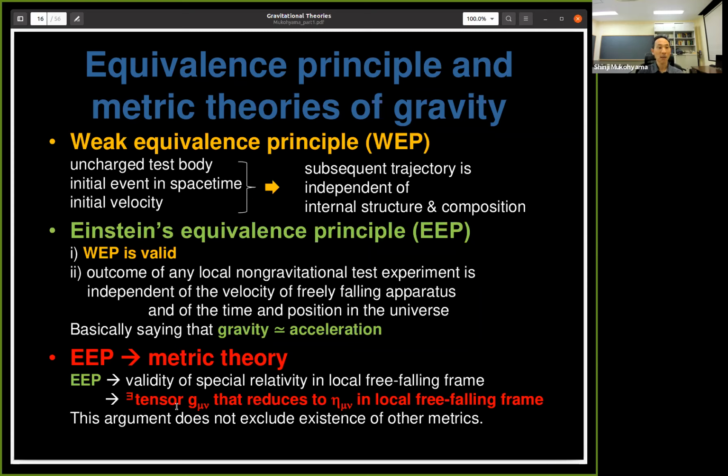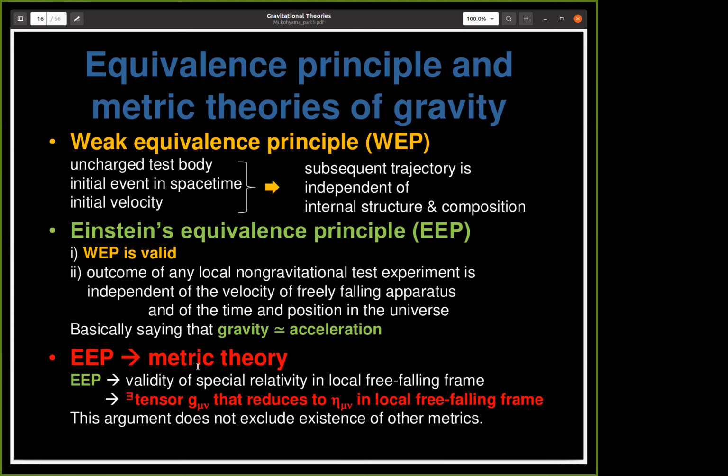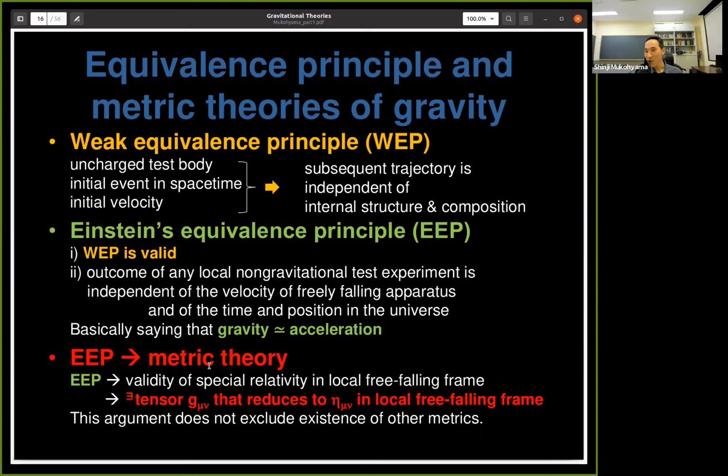And this is basically a metric. So the Einstein equivalence principle tells us that we should have a metric. Okay, so this tells us that we should have a metric, at least one metric.